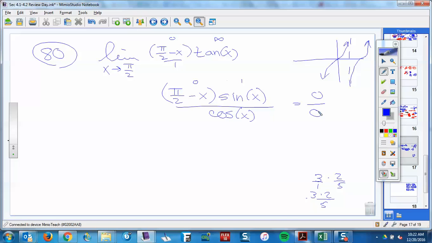But what does that cause to happen now? I do a product rule on the top, right? Do a product rule, but that's okay. We got to be able to do a product rule.